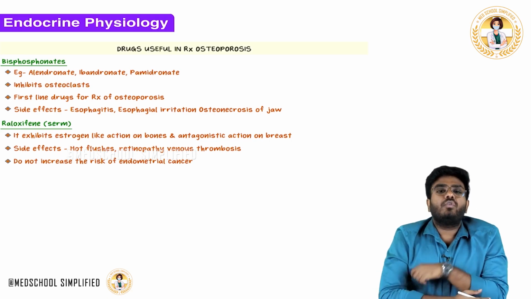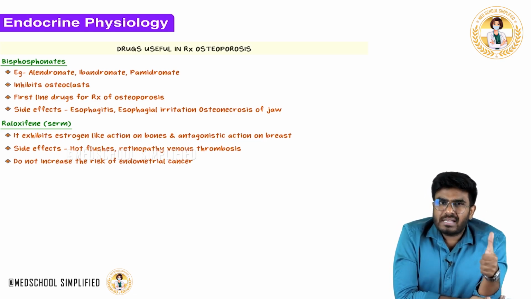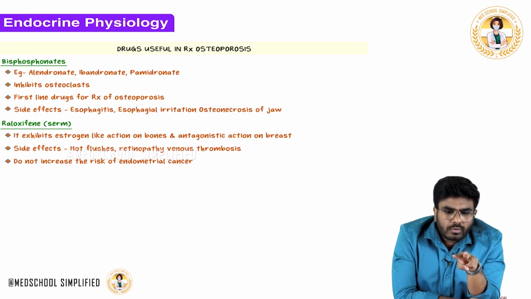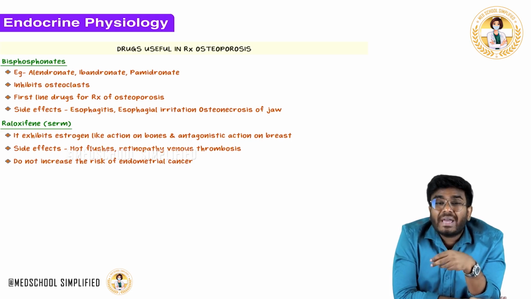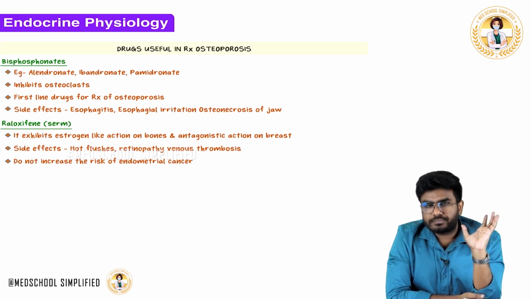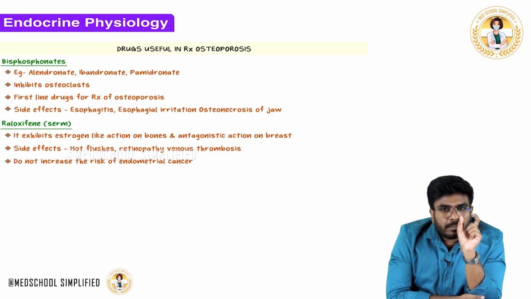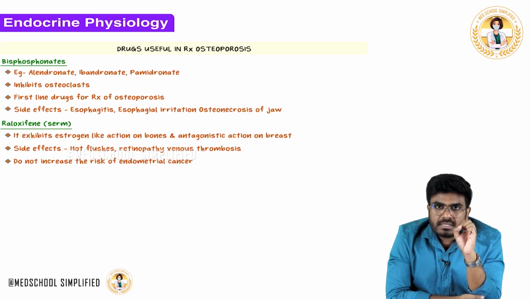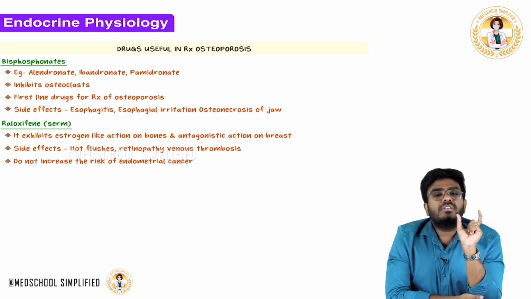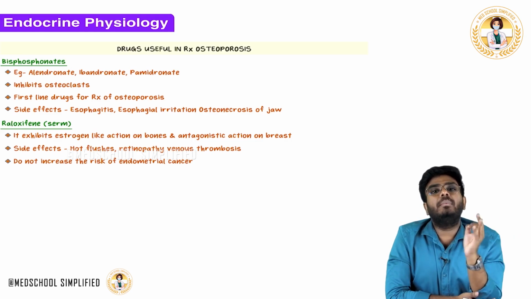See what they are doing. If you want to treat osteoporosis, either you have to activate the osteoblast or you have to inhibit the osteoclast. Simple logic, right? Now these bisphosphonates, what are they going to do? Whenever you take these drugs, the bisphosphonates will be taken up by the osteoclasts, and immediately they will undergo apoptosis. So bisphosphonates induce apoptosis in osteoclasts. They will kill, or I should say inhibit, the osteoclasts.